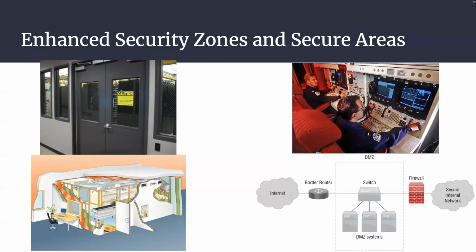A demilitarized zone can be a logical or a physical segment of a network used to contain systems accessible to the outside world. Firewalls can limit the flow of traffic into a DMZ.